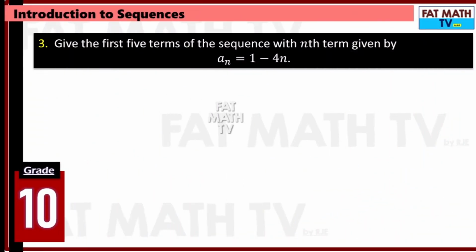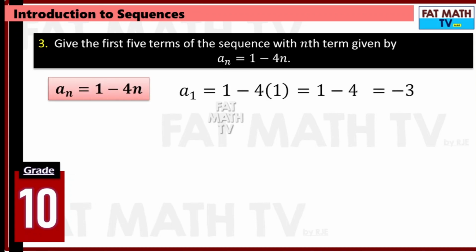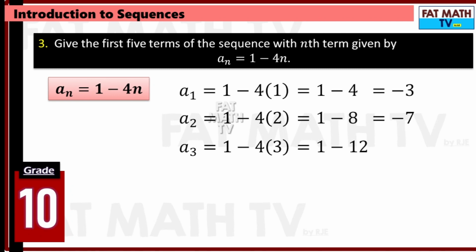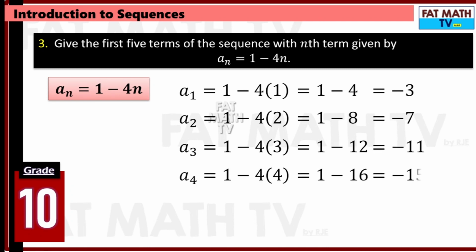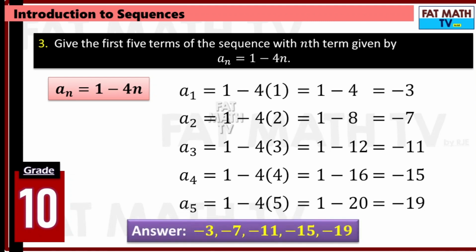Example number 3. Give the first 5 terms of the sequence with nth term given by a sub n equals 1 minus 4n. Same, you will replace n with 1, 2, 3, 4, 5. So 1 minus 4 is negative 3, 1 minus 8 is negative 7, 1 minus 12 is negative 11, 1 minus 16 is negative 15, and 1 minus 20 is negative 19.